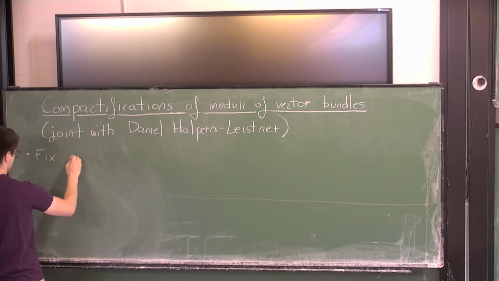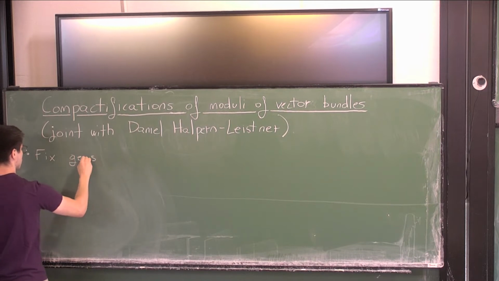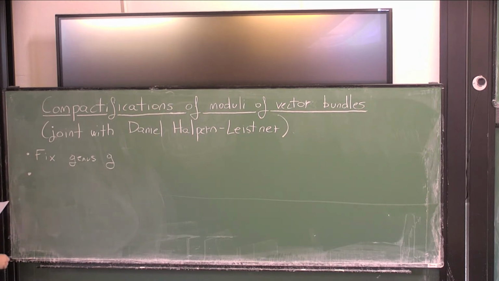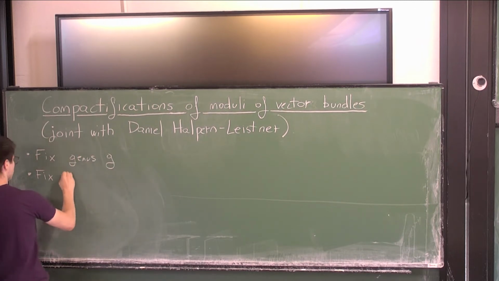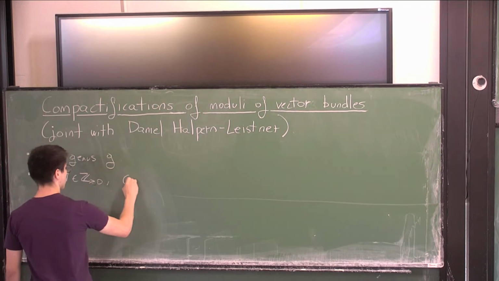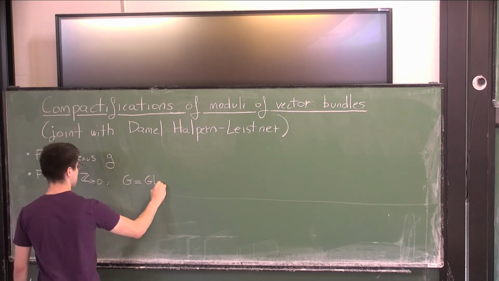So I'm going to fix a few things. Let's start with an arithmetic genus. So a lot of the curves are going to have genus g. We're going to work mainly with vector bundles, so the gauge group is going to be GL_n. So we're going to fix a positive integer n, and then the group is going to be GL_n.